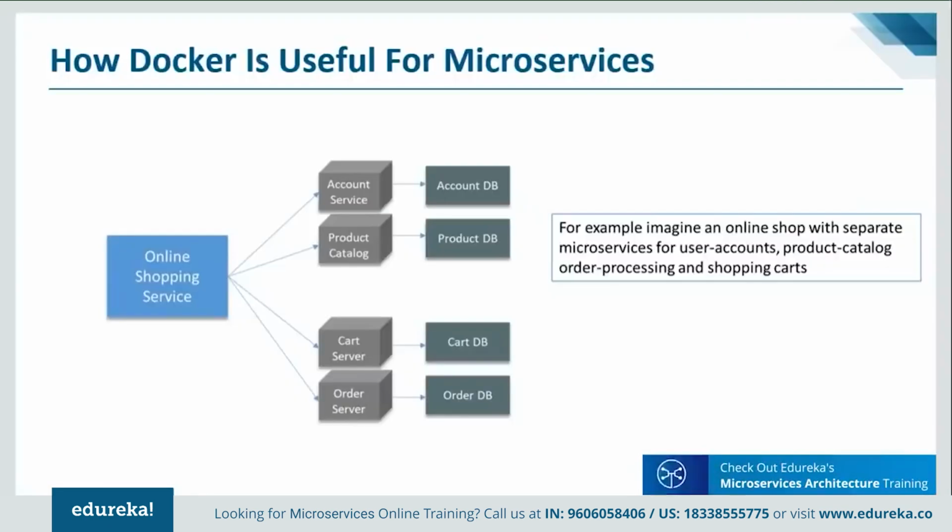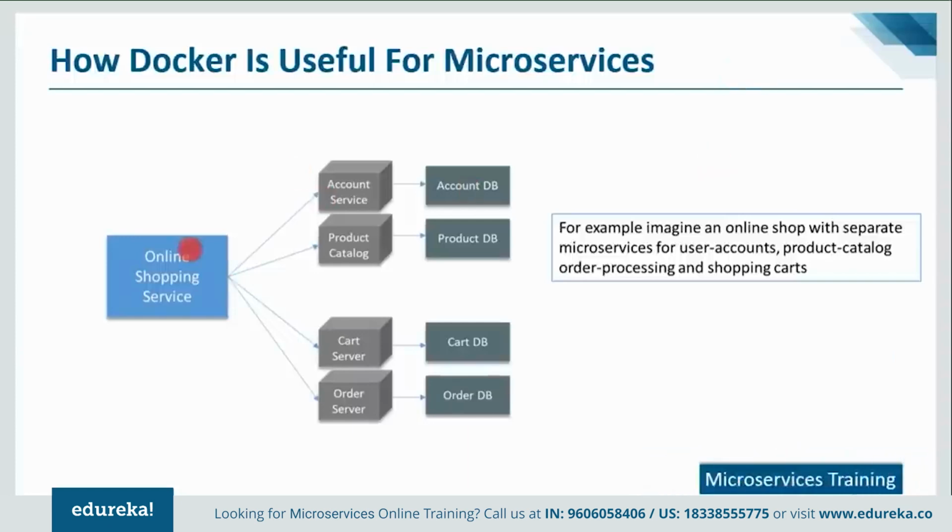Now Docker for microservices. So just an example how we can use Docker for microservice. Basically, imagine we have separate services for an online shopping service. We have account service, product catalog, cart service, and order service, right? All of them have their own database. So we can run all of these services on a different Docker container. I'm going to show you practically how you can do that.